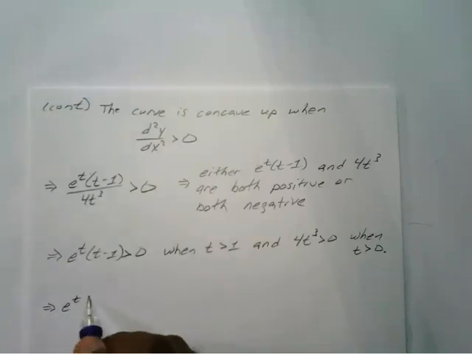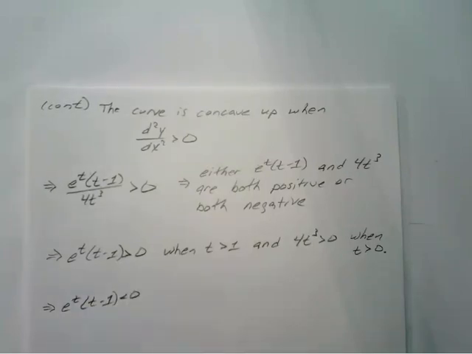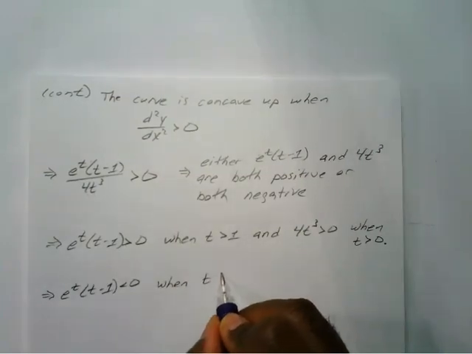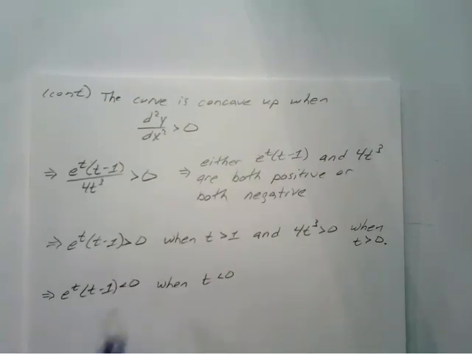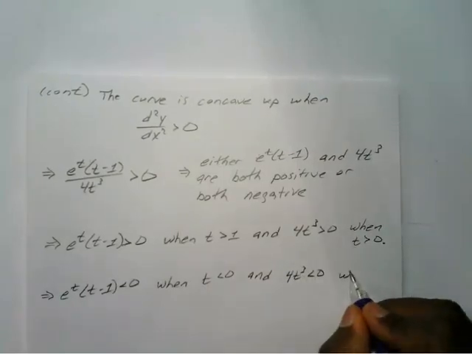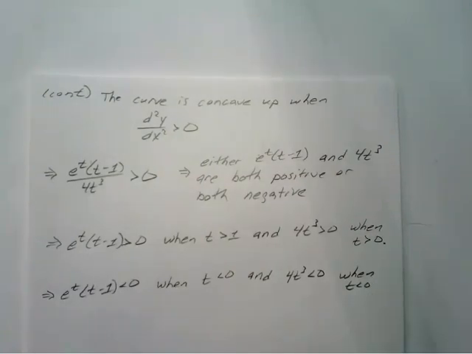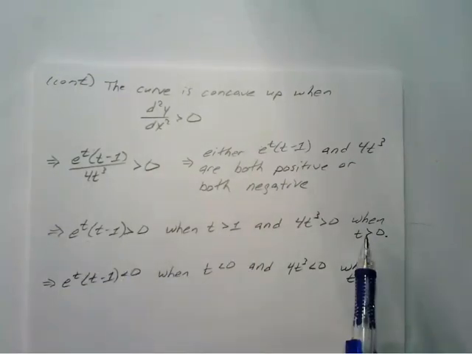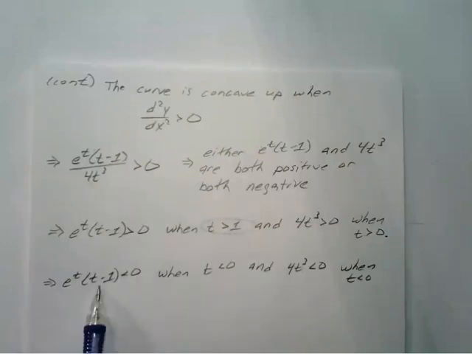e to the t times t minus 1 is less than 0. When is it less than 0? That's when t itself is less than 1. Remember, it's not less than or equal to, so you can't have it equal to 1. And 4t cubed is less than 0 when t is less than 0. So for this to be positive, it has to be greater than 1 and greater than 0, so we can just say it has to be greater than 1. And for this to be negative, they have to both be less than 1 and less than 0.